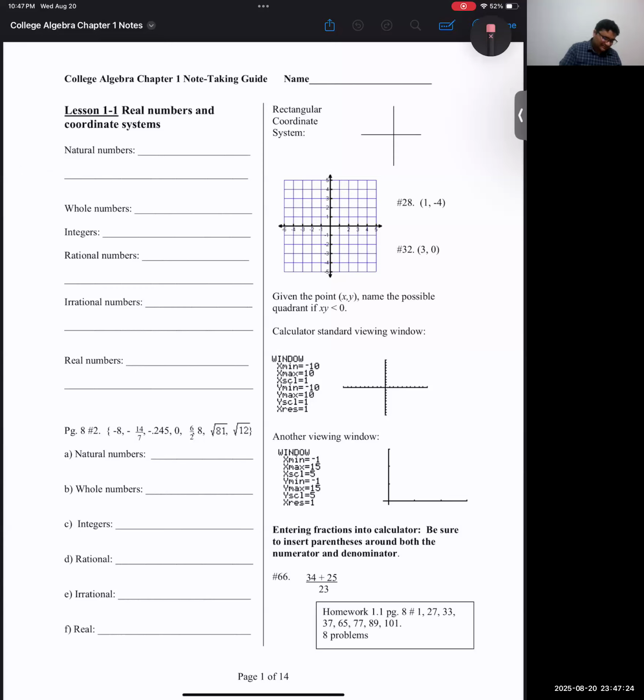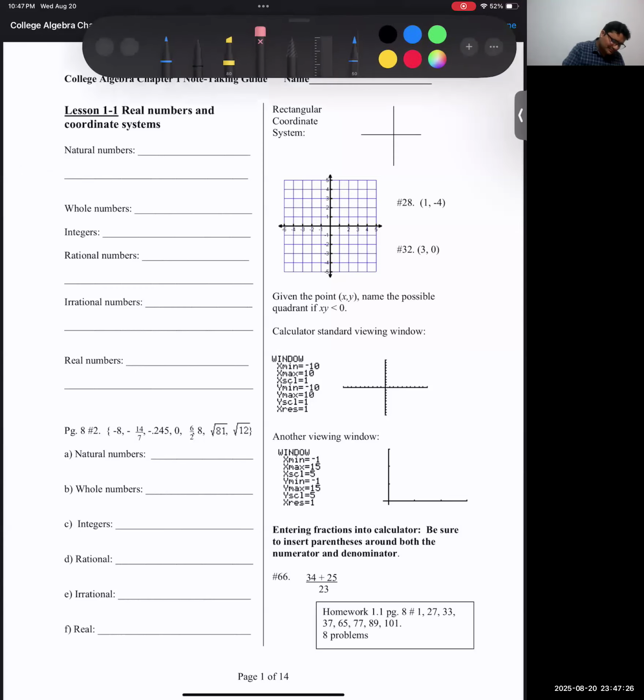Let's get started. So in lesson 1, we are learning about real numbers and the coordinate systems. Okay.